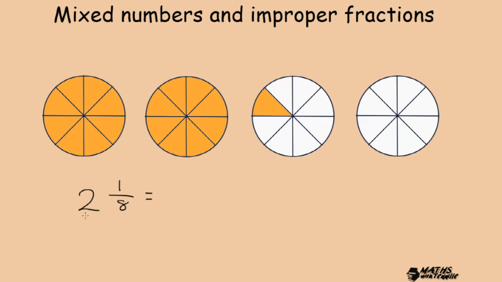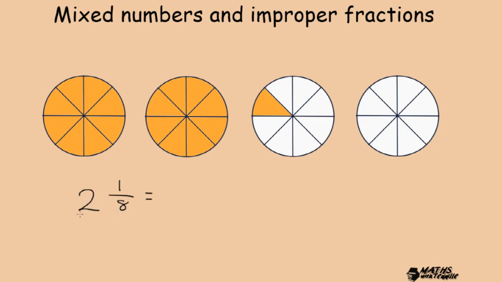Now we're going to change 2 and 1/8, which is a mixed number because it has a mixture of a whole number and a proper fraction, and we're going to change it into an improper fraction. We can see that I have 2 whole pizzas, and I have 1/8 of a pizza. So therefore 2 and 1/8.